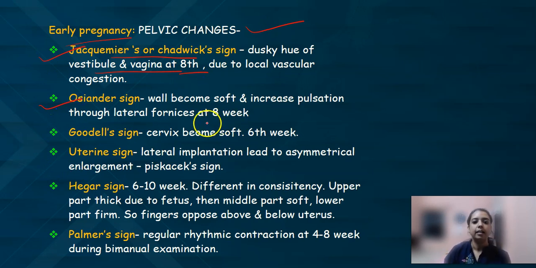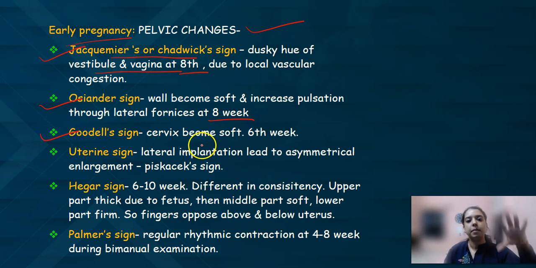Osiander's sign is that you can feel the increase in pulsation through the lateral fornix. So when you insert your finger in the lateral fornix, there is increased pulsation. Why? Because the blood flow to the uterus starts increasing from the uterine artery. That is why you feel increased pulsation at 8 weeks. Goodell's sign is a soft cervix. So you can remember soft cervix is a good cervix. Goodell's sign indicates that a soft cervix is a pregnant cervix, seen very early at the 6th week.